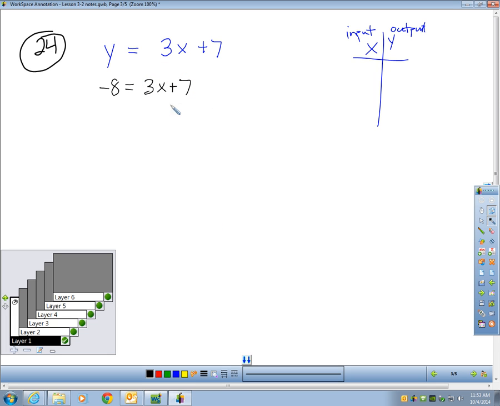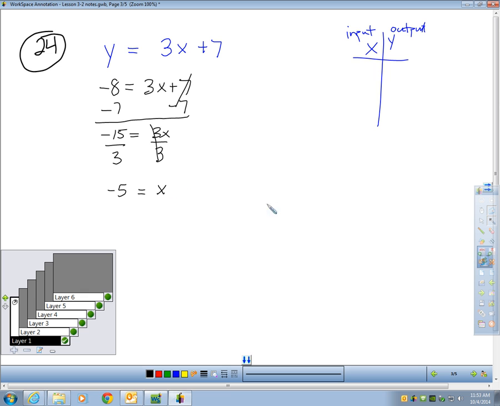I'm going to use the subtraction property of equality. I'll subtract 7. I get 3x on the right. Negative 8 minus 7 is negative 15 on the left. I'll now use the division property of equality to get rid of the times 3. I've got to divide by 3 to get rid of times 3. I get x on the right. I get negative 5 on the left.